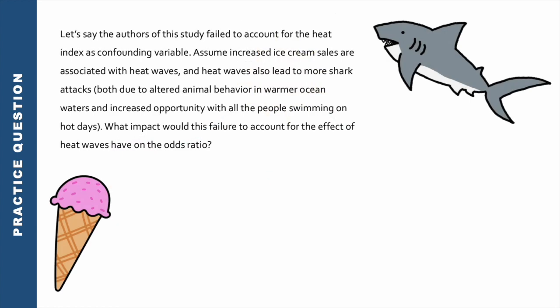Let's say the authors of this study failed to account for the heat index as a confounding variable. Assume increased ice cream sales are associated with heat waves, and heat waves also lead to more shark attacks, both due to altered animal behavior in warmer ocean waters and increased opportunity with all the people swimming on hot days. What impact would this failure to account for the effect of heat waves have on the odds ratio? I'll give you a second to think about it.